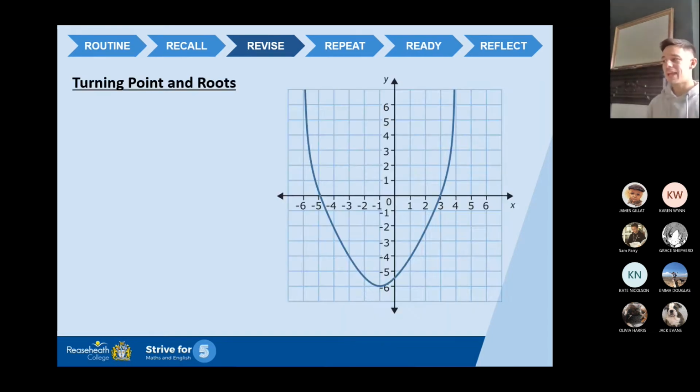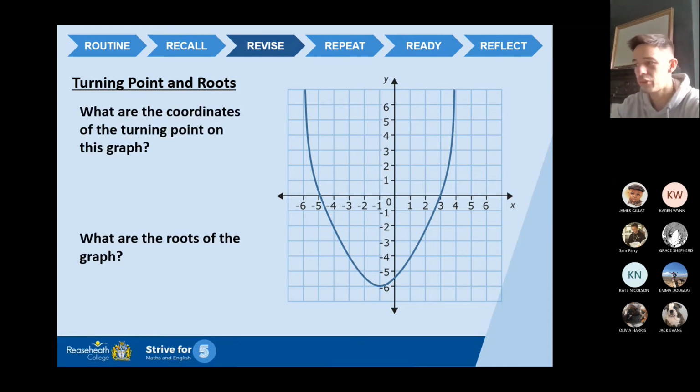Okay. Here's my beautiful quadratic graph. What are the coordinates of the turning point? What are the roots? So the turning point is where the line changes direction. And hopefully you guys can all agree the line changes direction exactly there. So what do I need to do? I need to give the coordinates. So it'll be minus 1, minus 6. I'm going across minus 1, down to minus 6. Remember, along the corridor, down the stairs.